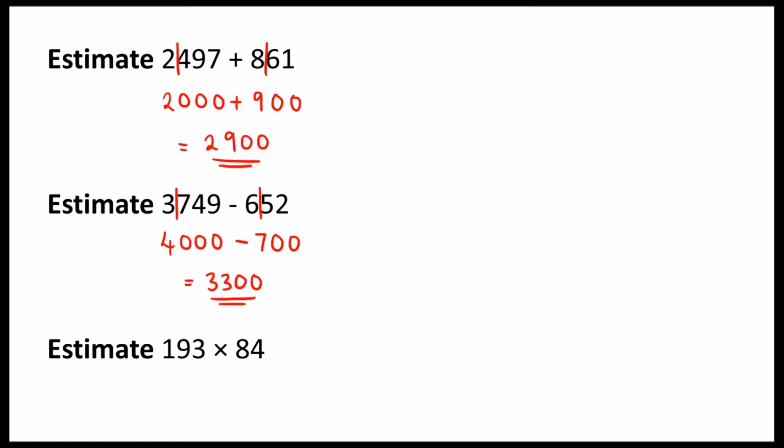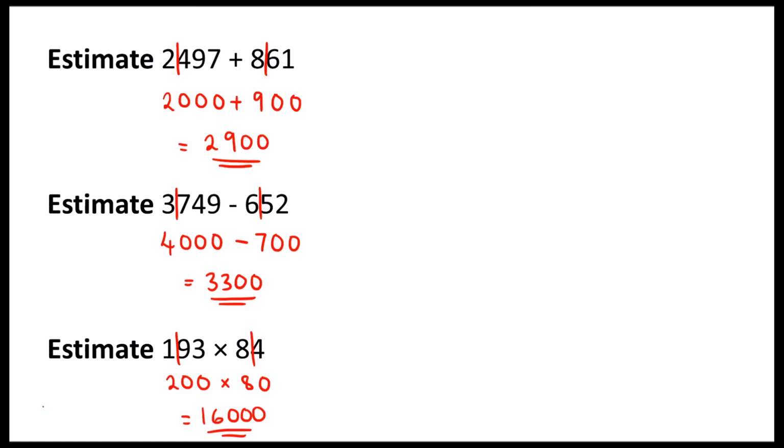In my final example, I need to round 193 to one significant figure. So that would round up to 200, and I need to times that by 84, which to one significant figure would round to 80. I know that 2 times 8 would be 16, and adding my zeros on gives me an estimate of 16,000 for my answer.